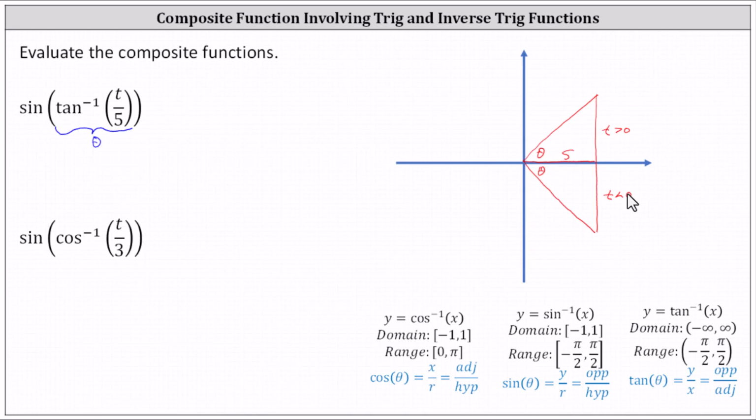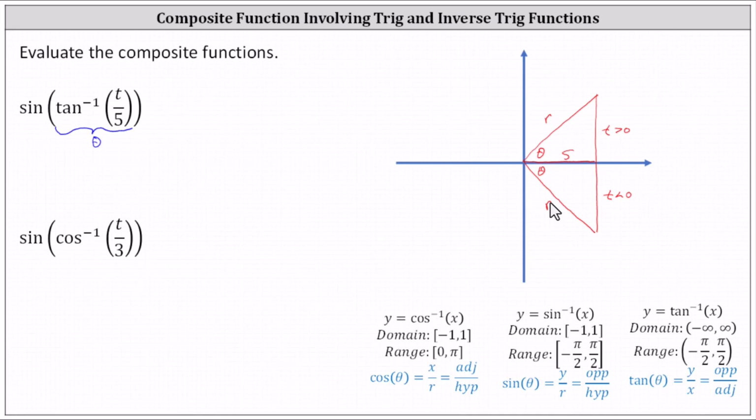And now to evaluate the composite function, we want to determine the sine of the angle theta, which is equal to y divided by r, or the ratio of the opposite side to the hypotenuse, which means now we need to determine the length of the hypotenuse, which will be the same for both reference triangles. Let's go ahead and label the hypotenuse r.